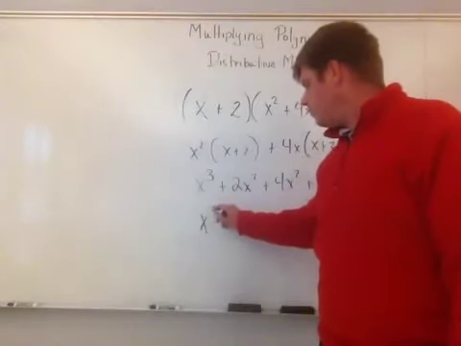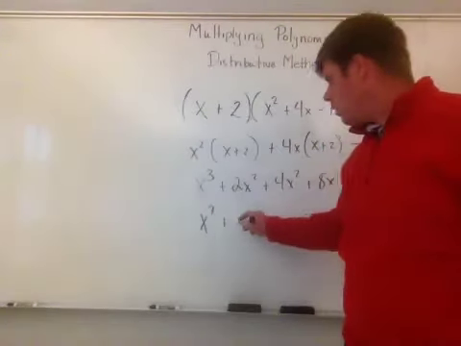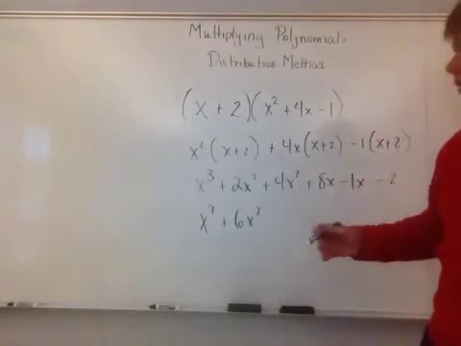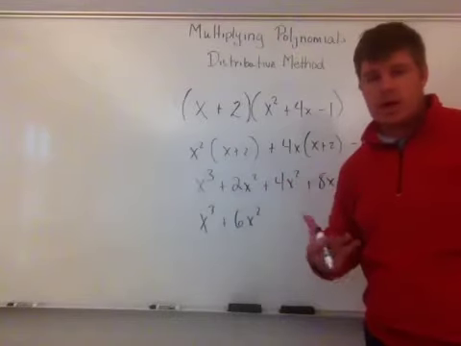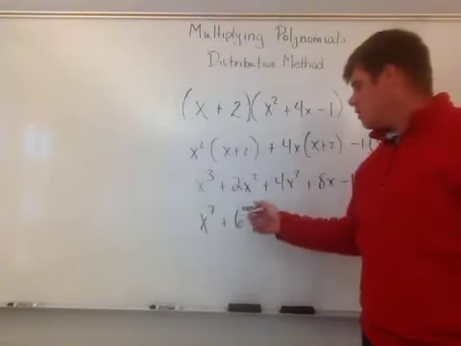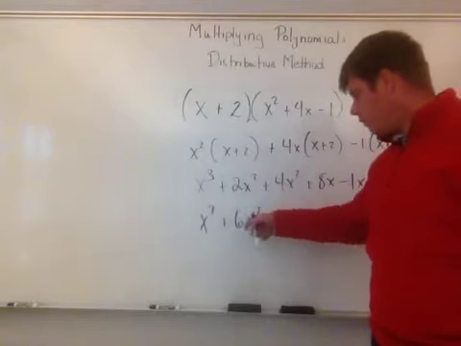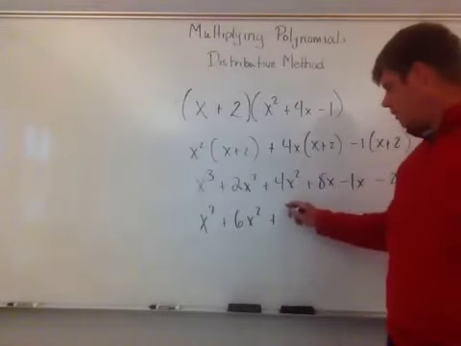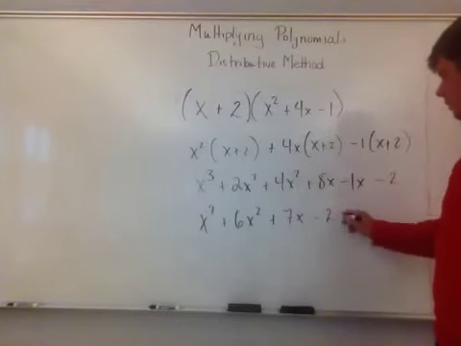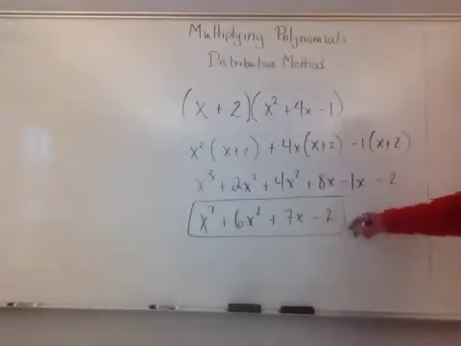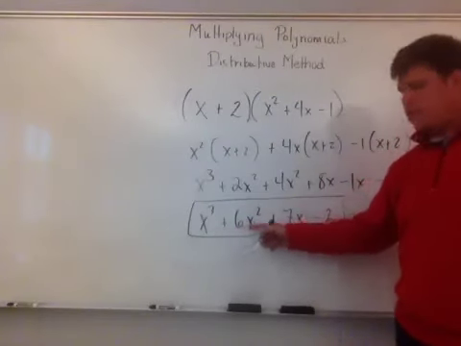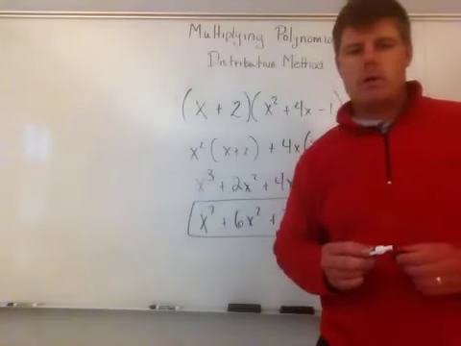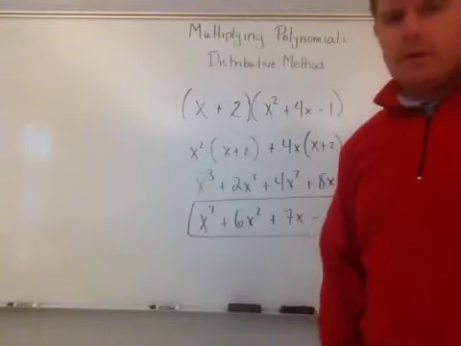So I get x cubed, and then I have plus, so now 2x squared plus 4x squared is 6x squared. And remember here we don't add the exponents, because this is addition and exponents are a multiplication property. So I'm just saying how many x squares do I have here? I've got 2 and 4, which makes 6. So plus, I have positive 8 and negative 1, which makes positive 7x, and then minus 2. And what I've got here is my answer of x cubed plus 6x squared plus 7x minus 2. And that there is what we call the distributive method, or what I call the distributive method.